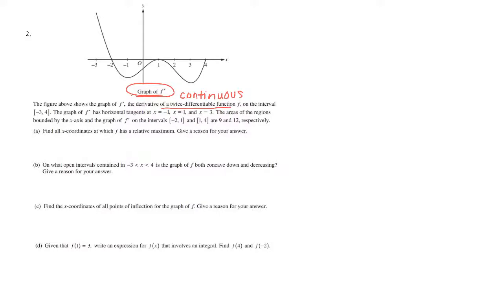Now, just because you're told you're continuous, can we assume differentiability? No. But the other way around, absolutely. You must be continuous before you can be differentiable. All right. So we have all of that. We're on the closed interval from -3 to 4. The graph of F prime has horizontal tangents at -1, 1, and 3. Has horizontal tangents.